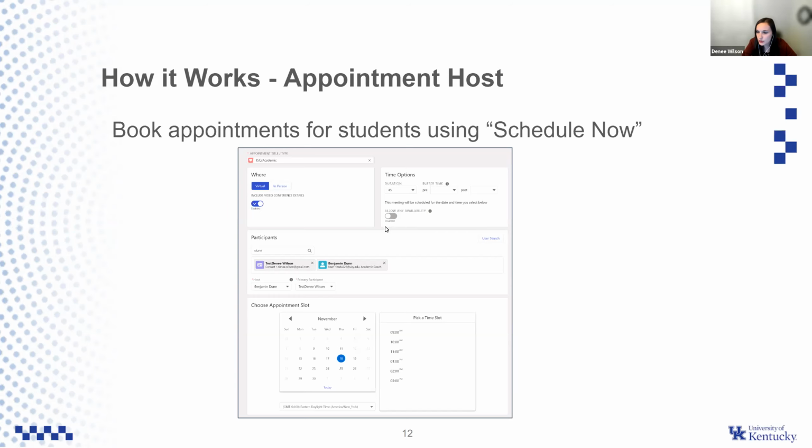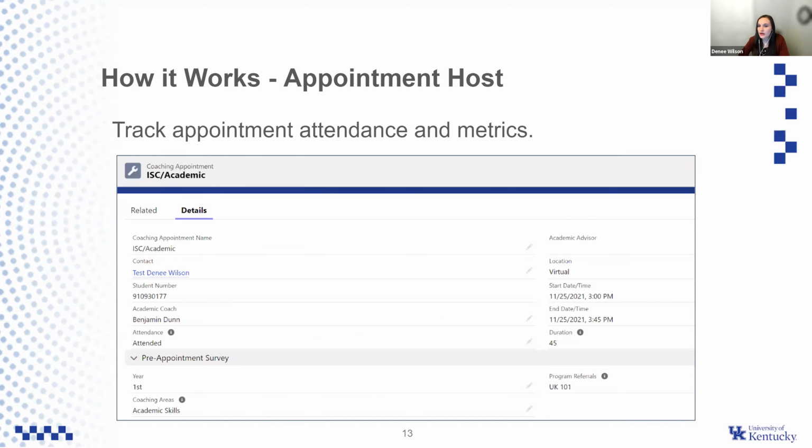And then you can select your participants. So in this case, I'm the student, the test Danae Wilson, and I selected Benjamin Dunn as the coach. So this would really be Benjamin coming in here and scheduling this appointment with the student. And then he can choose the date and the time that he's available. There's also an option at the bottom that's not shown on the screen to add a customized message if you want to say something to the student. You can do so. All right.